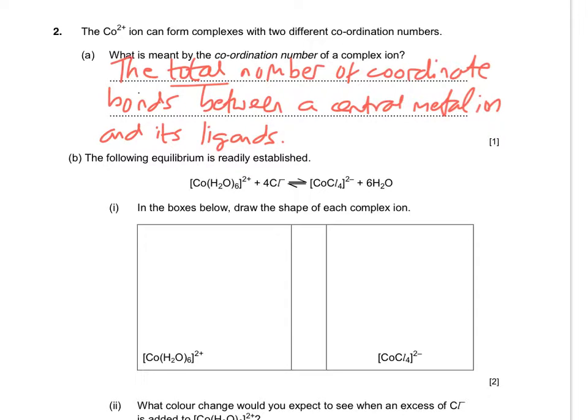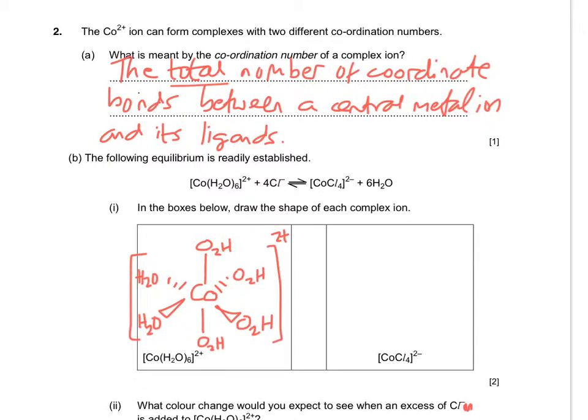So the next part of the question wants us to draw the shape of each complex ion. Starting with [Co(H2O)6]2+, it's no different to any other hexa-aqua ion in that it's octahedral. So you add the ligands, making sure that the bonding is between the central metal ion and the oxygen of the water, not the hydrogen. You put it in square brackets, and you put the charge outside the square brackets. And the other one is tetrahedral, as we've looked at during this clip.